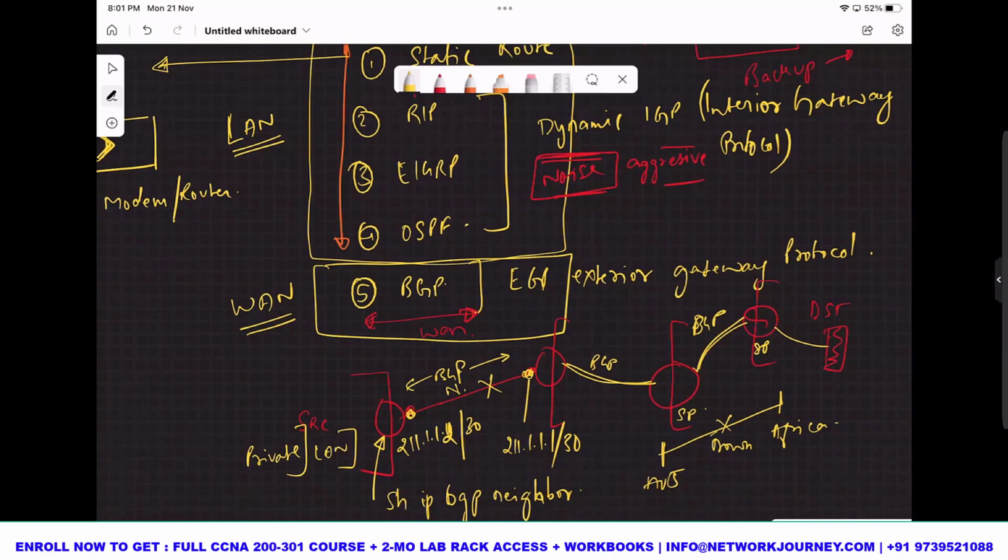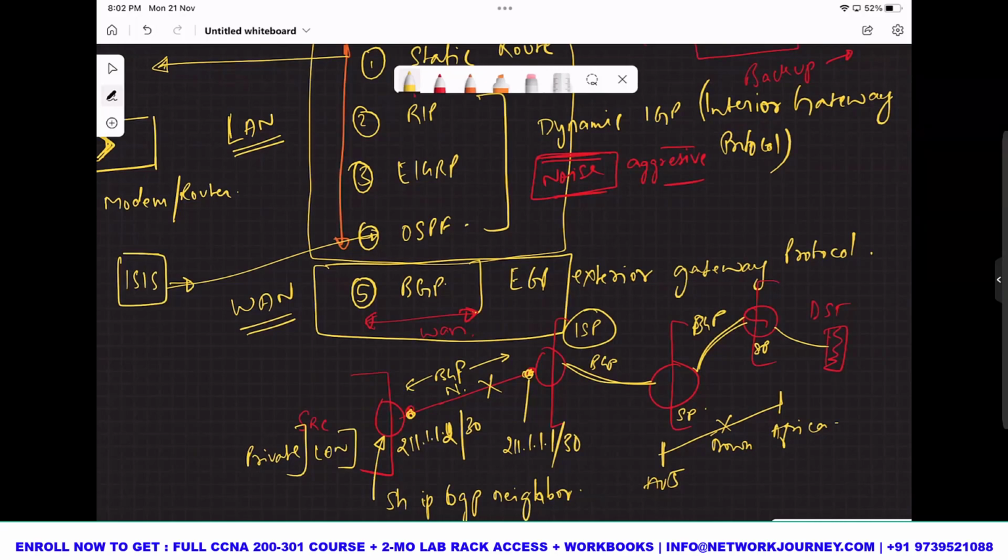So this is where these protocols sit properly: static route, dynamic IGP, and EGP. There are certain other protocols, but we don't use them at the enterprise level. There is something called ISIS. It is equivalent to OSPF, but it is used on the ISP side, the service provider side. Instead of OSPF, ISIS is used.